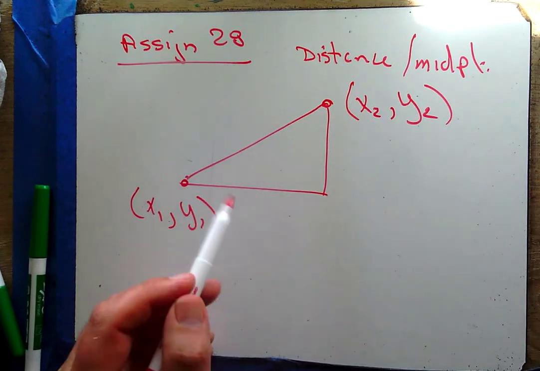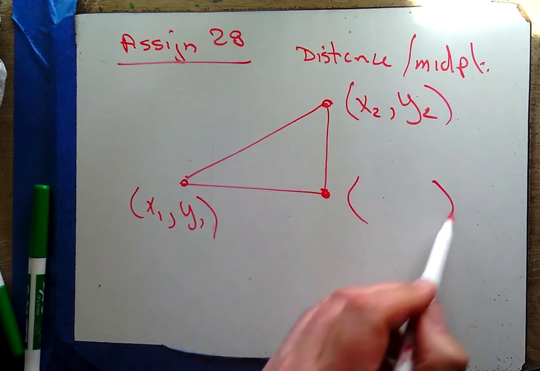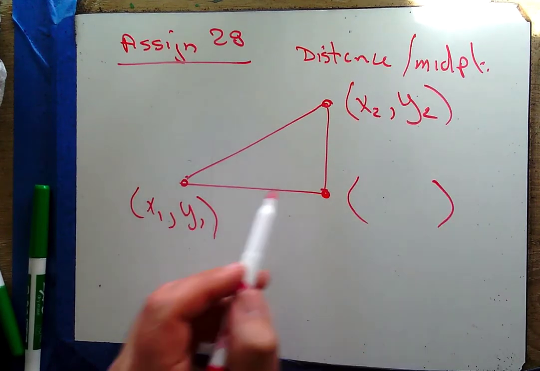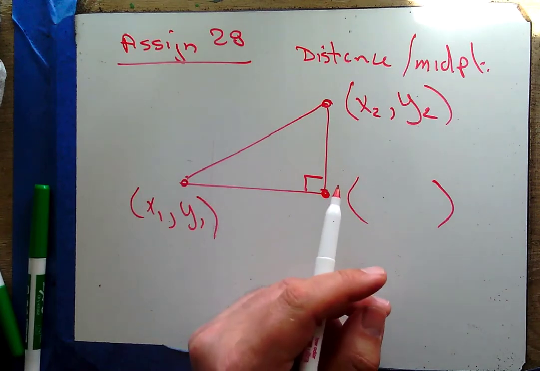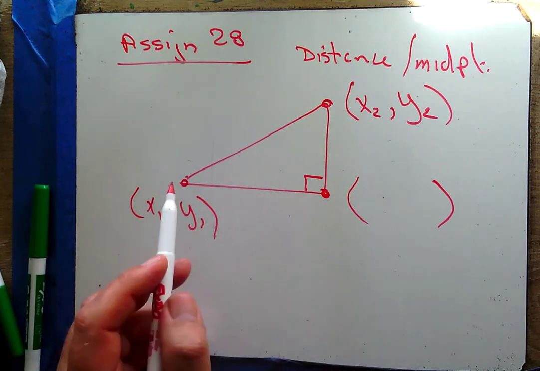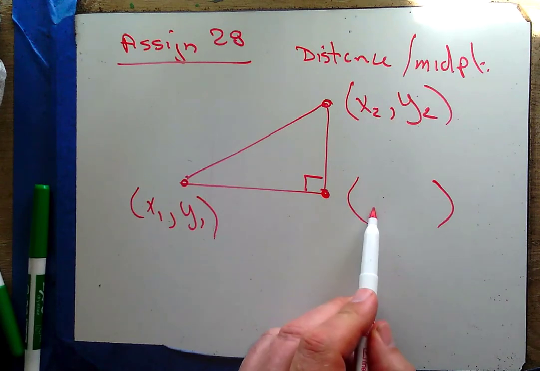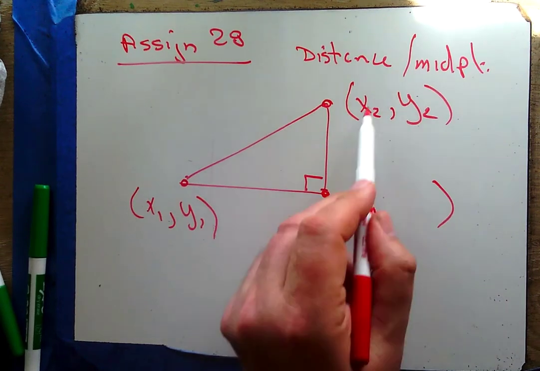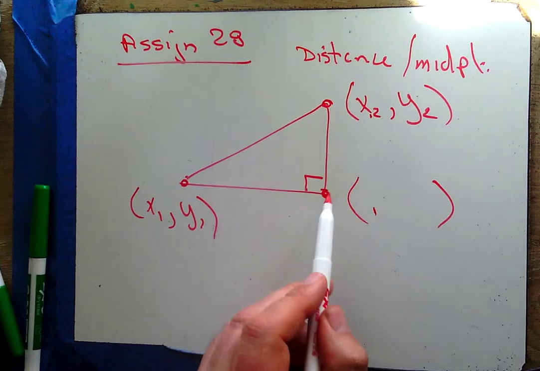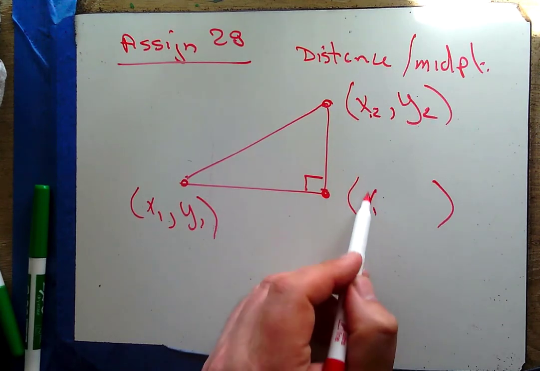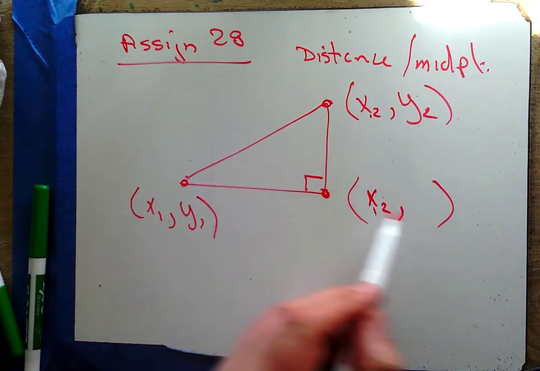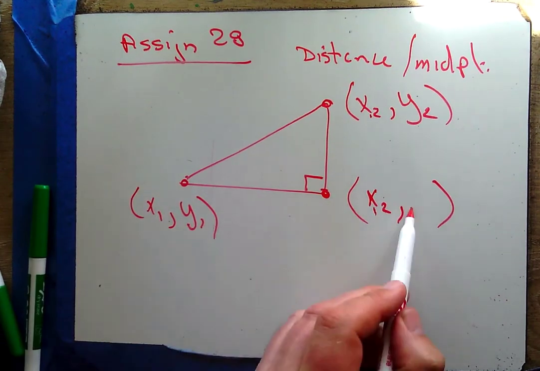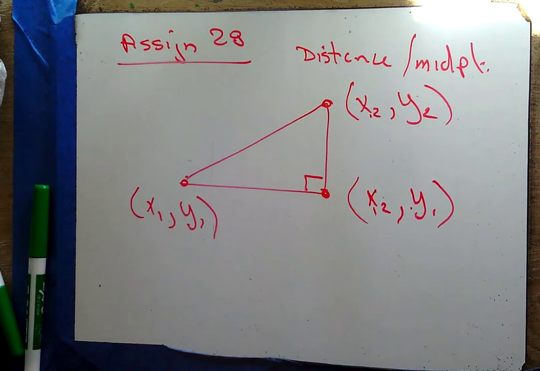Now, what would this ordered pair be if this were a right triangle? So, this x value is the same as this x value because they're on the same vertical line. And these are on the same y line, so the y value here is the y value here.